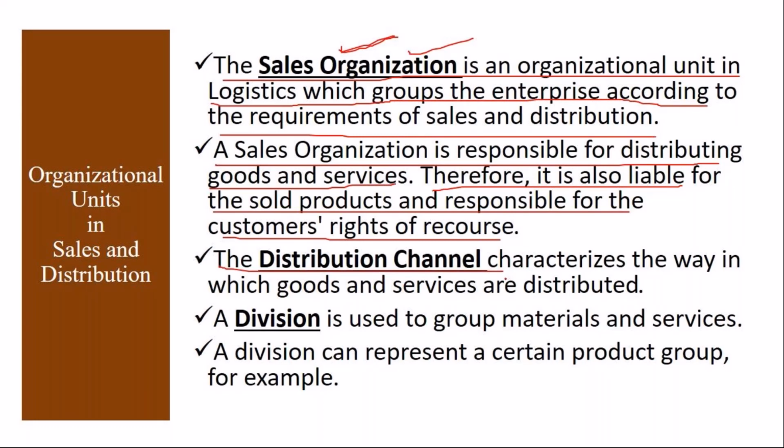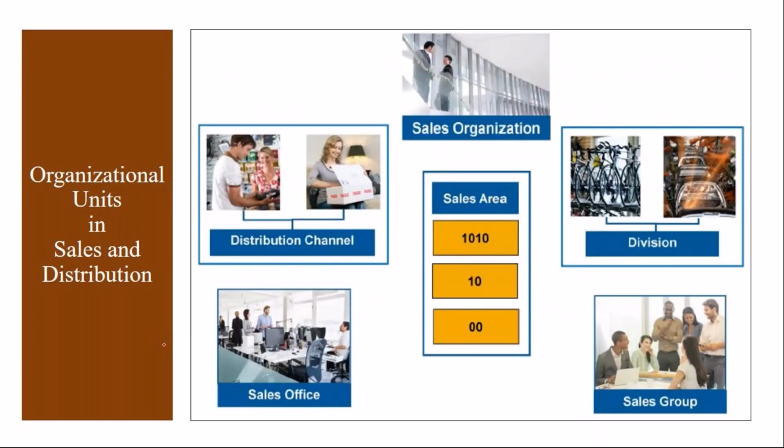The distribution channel characterizes the way in which goods and services are distributed. Normally, in the distribution channel, you sell some products wholesale. Some products you can sell online nowadays. A lot of people are doing online buying. Some products you sell through retail channels. So that is called distribution channel, the channel through which you are selling the products to the customer. The best examples are wholesale, retail, online selling. So that is distribution channel.